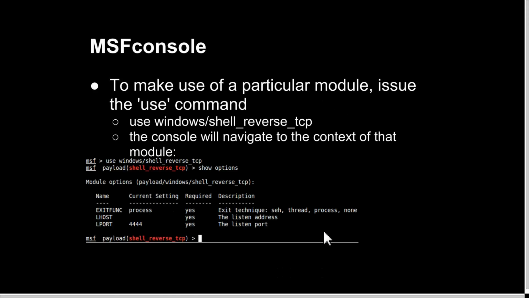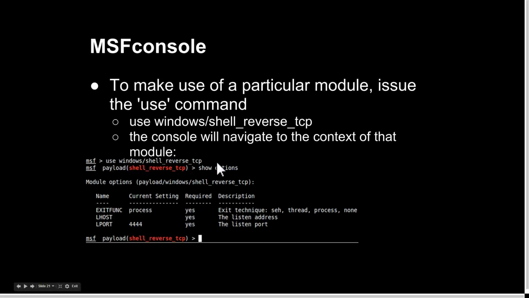So to make use of a particular module, you would issue the use command. For instance, use Windows shell reverse TCP. And this would just be basically a payload. It's not an exploit, so there's nothing to drop it by itself. But you can see the options.